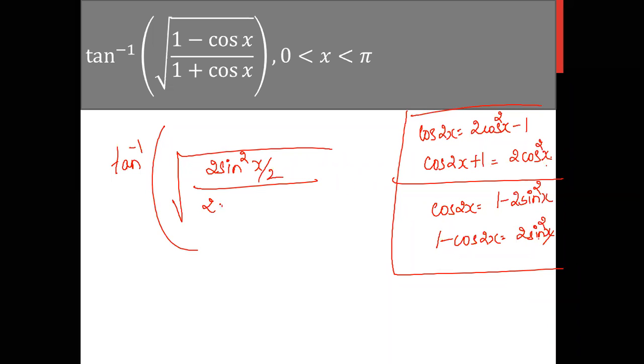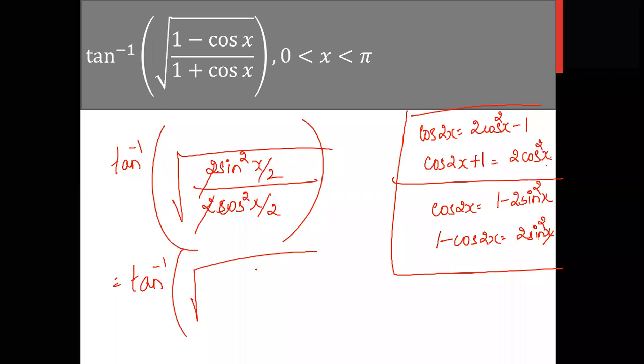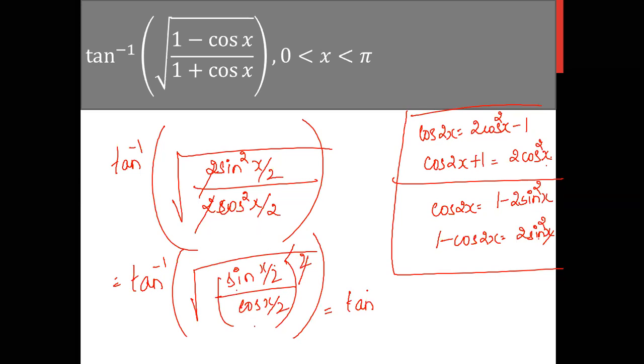So it becomes 2 cos square x by 2. Okay, so 2 gets cancelled. So you'll be remaining with tan inverse of square root of sin square x by 2 by cos square x by 2. I have combined it and given the power for the entire fraction, so it is sin x by 2 by cos x by 2 whole square. Square and square root get cancelled. So we'll be remaining with tan inverse of sin x by 2 by cos x by 2.